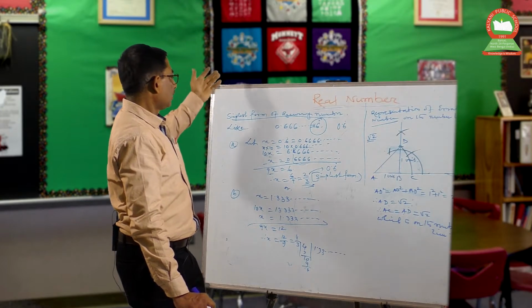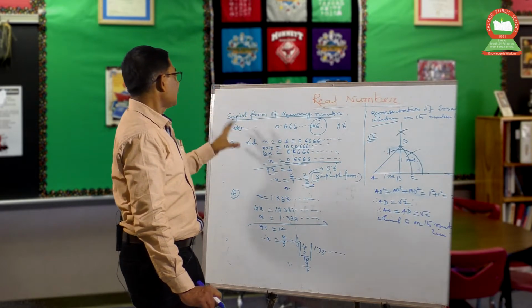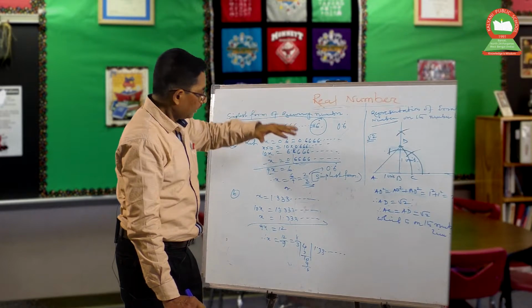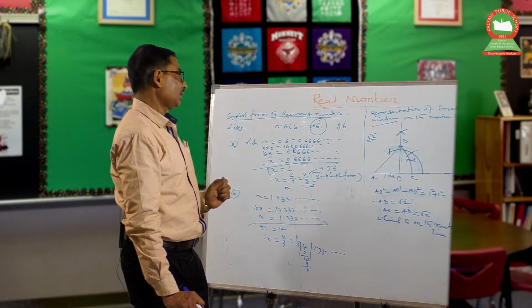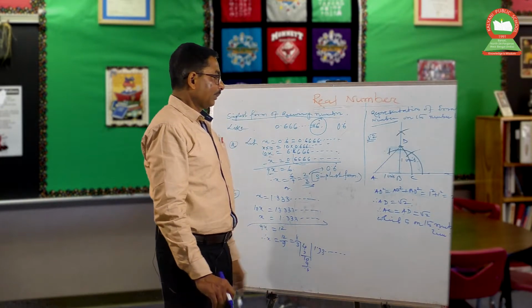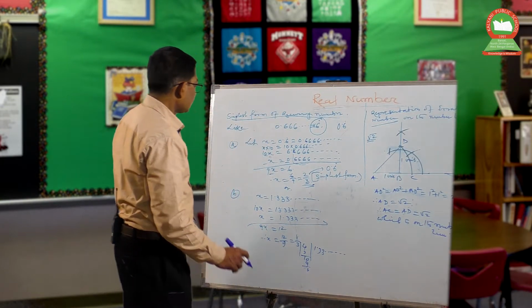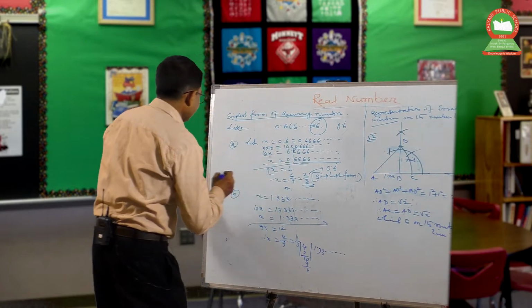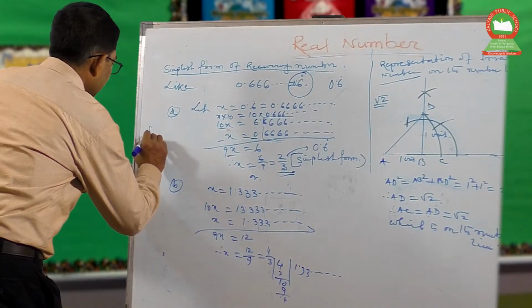So this is how to write a recurring number in the simplest form, or any fractional representation of a number. Now we are going to get one shortcut.